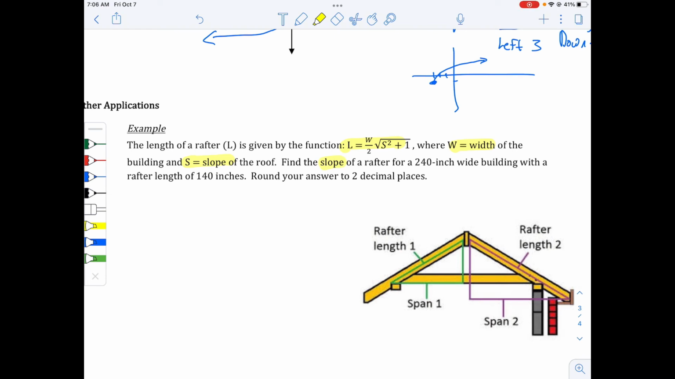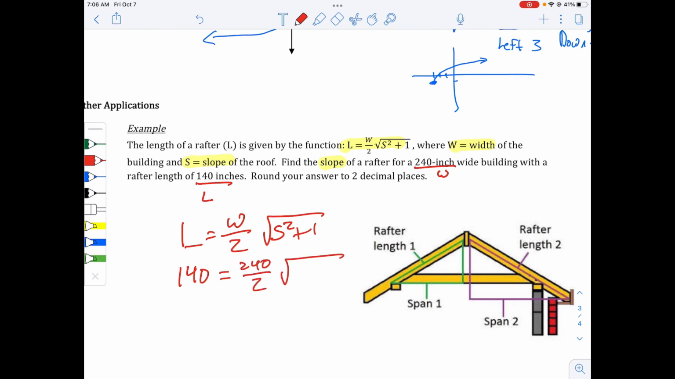Now we're looking for the slope. We know we have a 240-inch wide building, that's W, and we have a rafter length of 140. So we can use this to figure out what the slope would be. We measure those two things. So rafter length here is 140. We're going to plug that into our equation. L equals W over 2, square root of S squared plus 1. So L is 140. W is 240 over 2 times the square root of S squared, which we don't know, plus 1. So we can solve this.